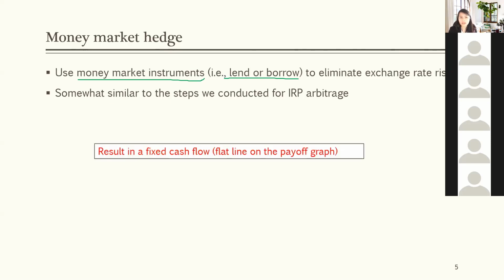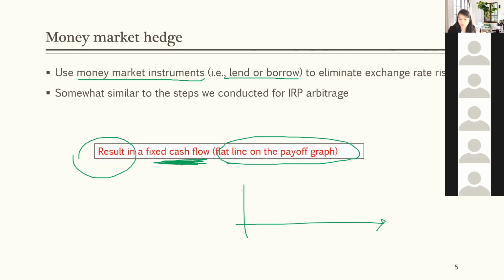One thing to note here is, as with the forward hedge, when you use money market hedge, the outcome of the hedge is a fixed cash flow. Once again, we will end up with a flat line on the payoff graph, which is similar to what we saw before. So money market hedge is a contractual hedge in the sense that you will always have to transact at the same rate, regardless of how the exchange rate moves.